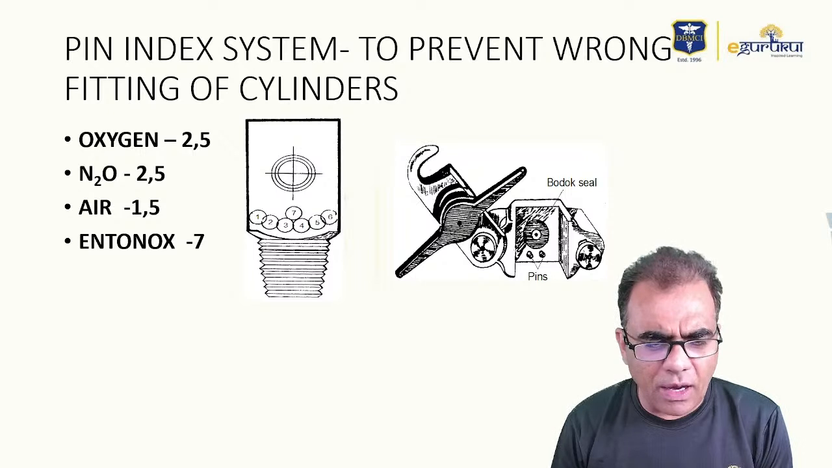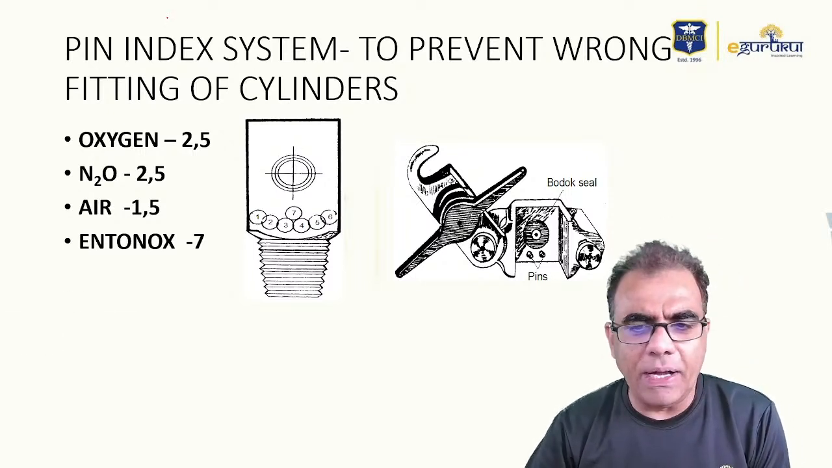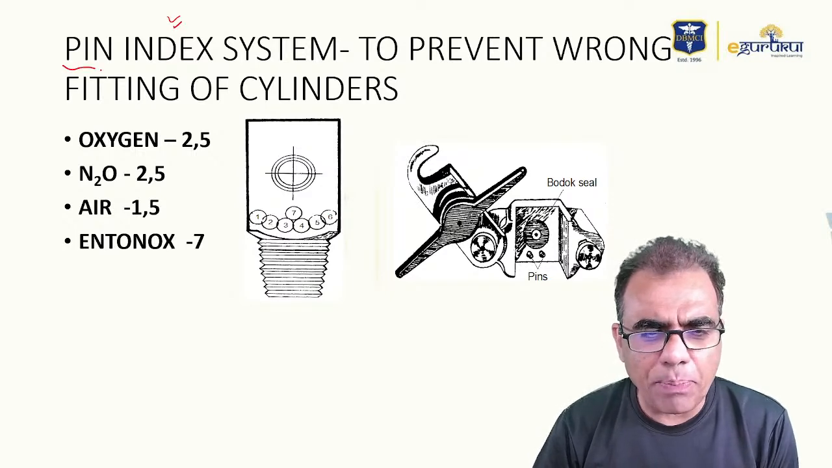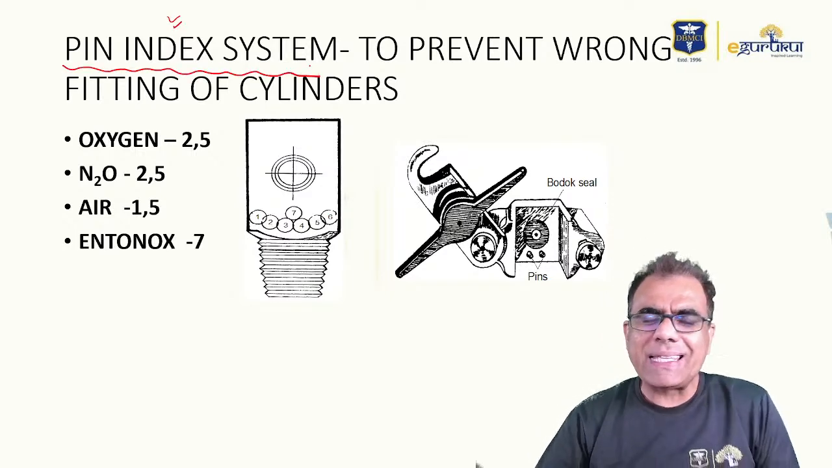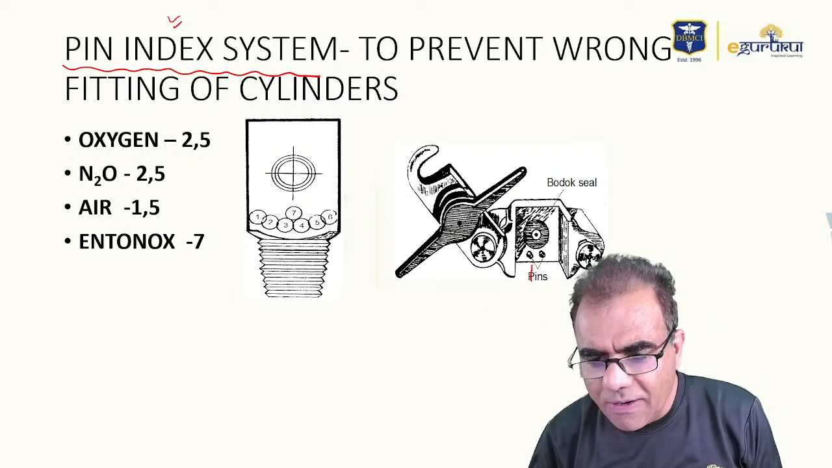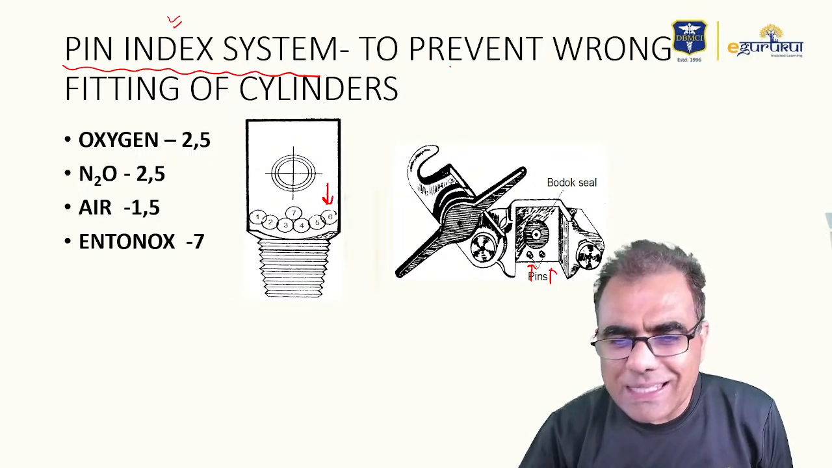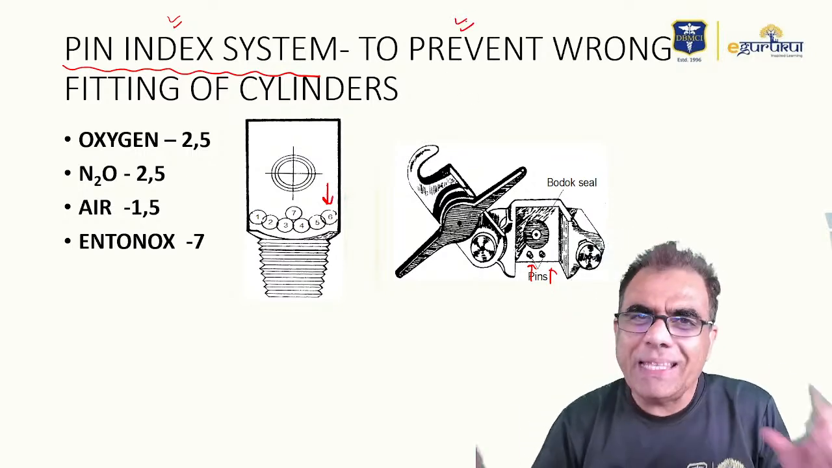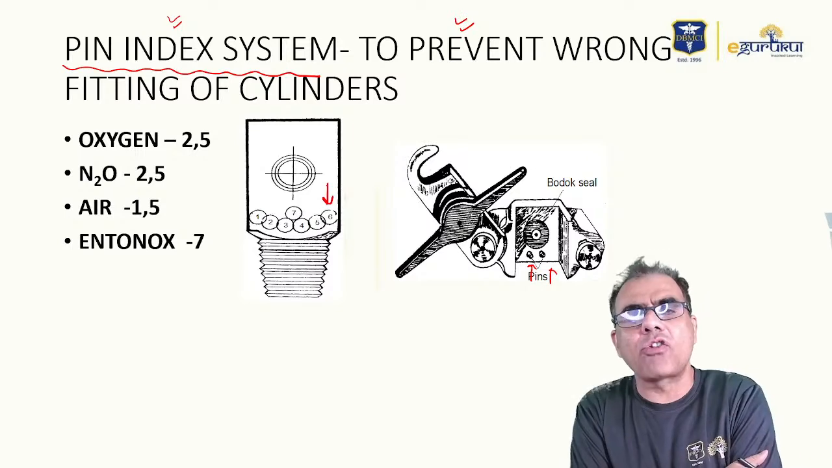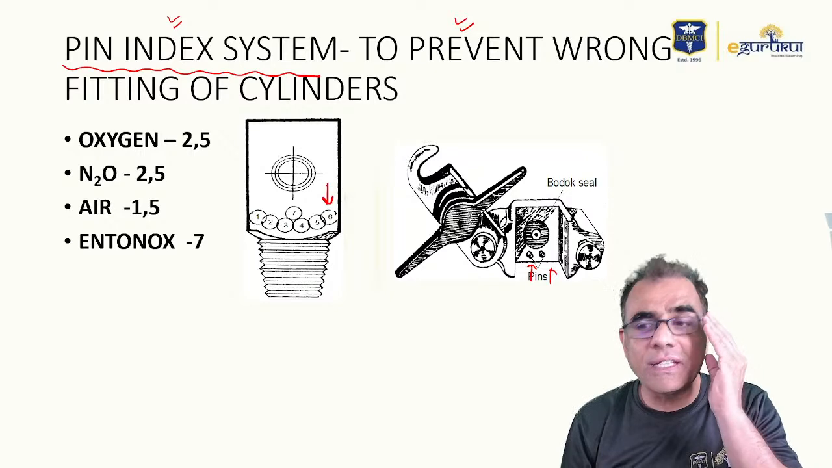Then one more thing about cylinder that you should know is the pin index system. Actually, pin index system is nothing. This is a system of pins and holes. Pins at anesthesia machine and holes in cylinder. So this is a system of pins and holes which prevent the wrong fitting of cylinders at the anesthesia machine.